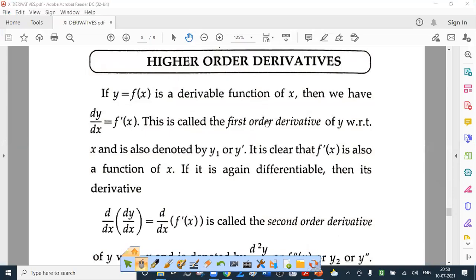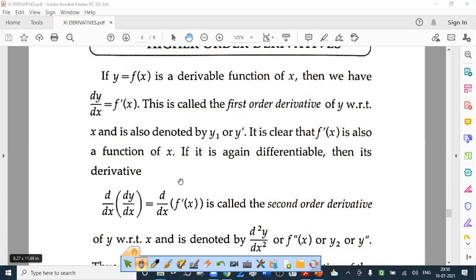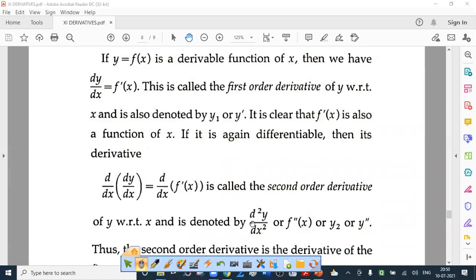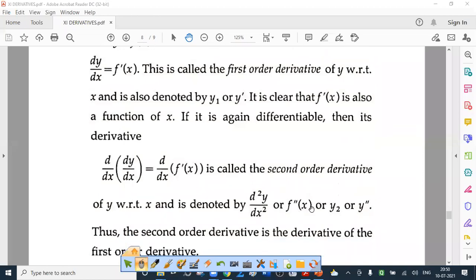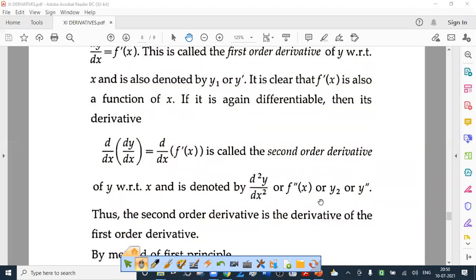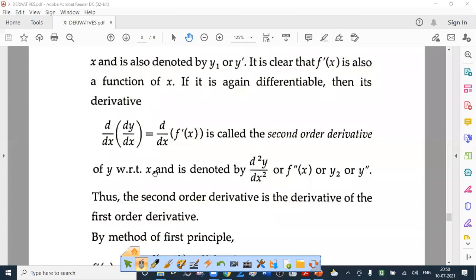Okay. See, this is also given. You can read this afterwards. Derivative of derivative, d dx of dy dx, that is d dx of f dash of x, is called second order derivative and is denoted by d2y by dx square or f double dash of x or y2 or y double dash. Okay. So this is about higher order derivatives.